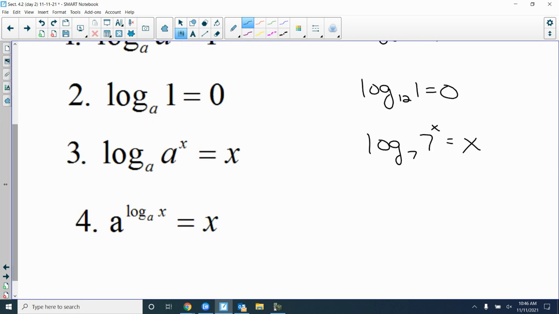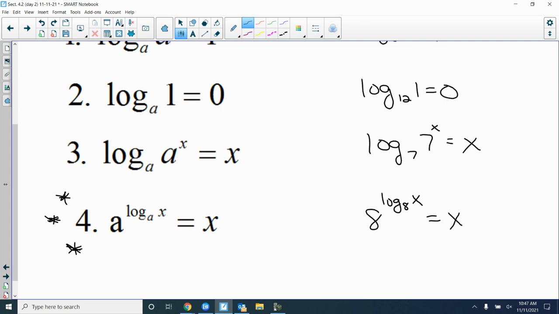And then we flip the order, if this is now my base. So if I have 8 to the log base 8 of x, that has to equal x. All right. This one's kind of the hardest one to remember. The other ones you can kind of figure out. You can figure out that last one, but it's just not as common.